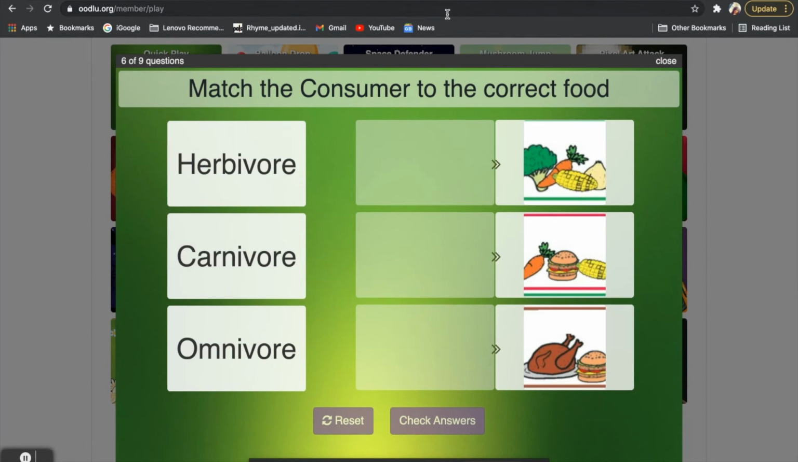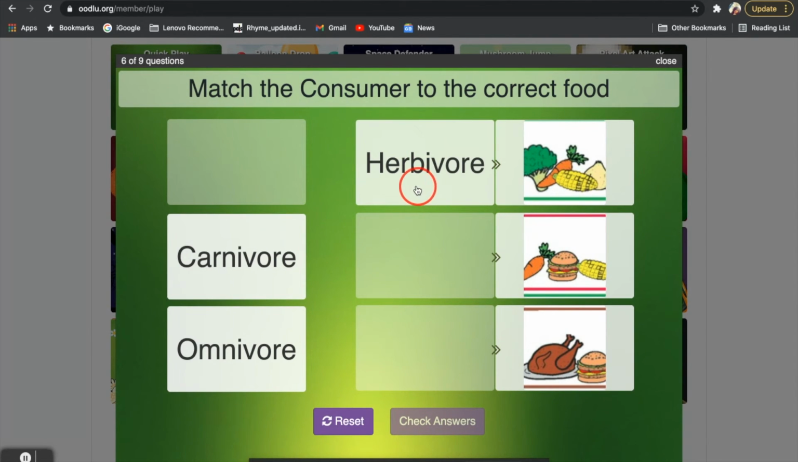Question 6 is asking us to match the consumer to the correct food. So we know there are 3 different types of consumers: herbivore, carnivore, and omnivore. Let's match up the herbivore. We match the herbivore with the broccoli, carrots, corn, and onion, or with the carrots, burger, and corn, or with the chicken and the burger. Share your thinking on Edpuzzle now. If you said the broccoli, carrots, corn, and onion, that is correct.